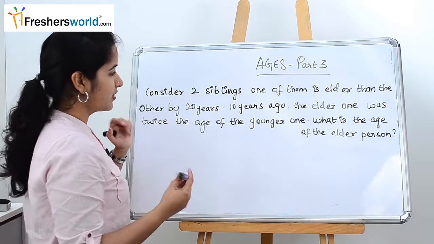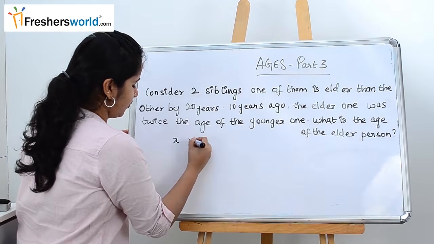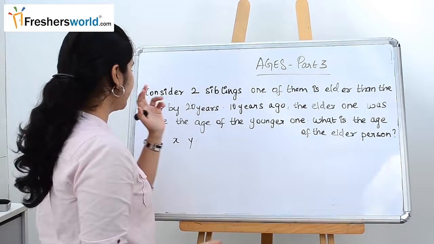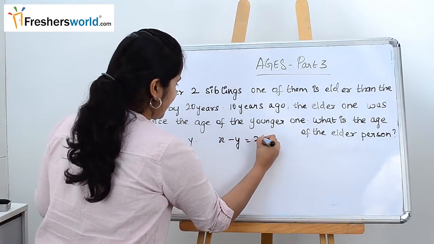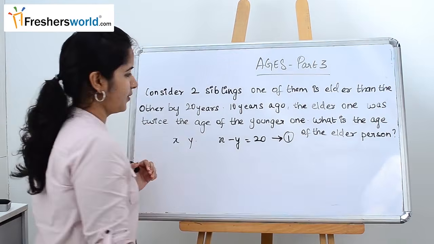So, there are 2 siblings. Let's take x and y. One of them is elder than the other by 20 years. So, the first equation they have given is x minus y is 20. So, consider this as one equation.